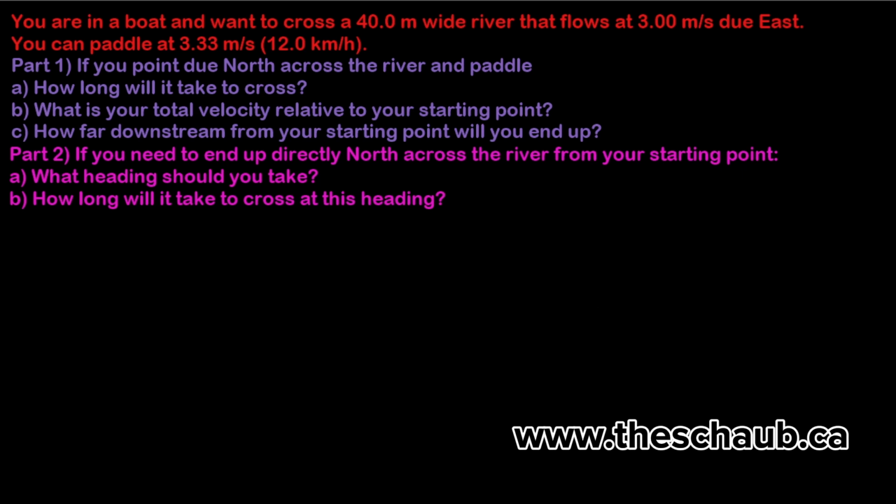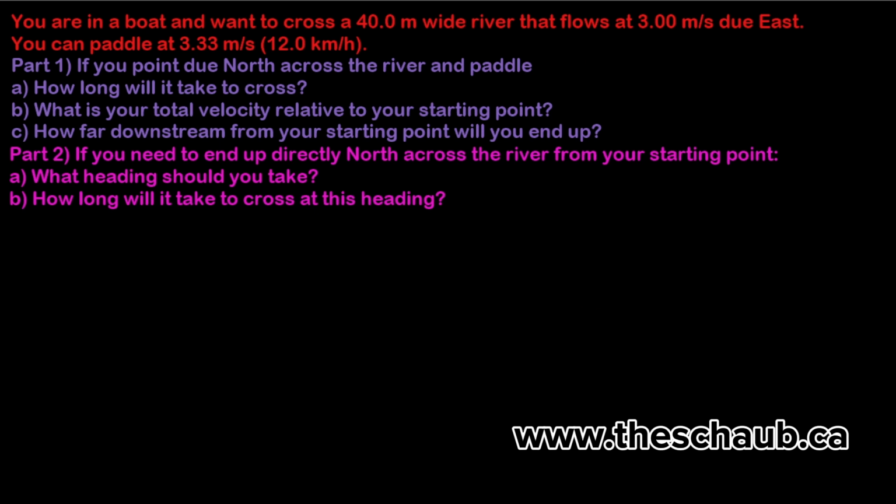You're in a boat and want to cross a 40-meter wide river that flows at 3 meters per second due east. You can paddle at 3.33 meters per second. In part 1, we'll solve the problem of you pointing north across the river and paddling. We'll calculate in A, how long it'll take to cross, in B, what your total velocity relative to your starting point will be, and at C, how far downstream from your starting point you will end up.